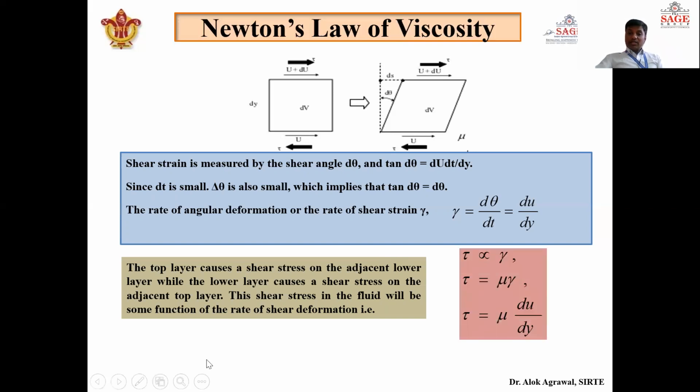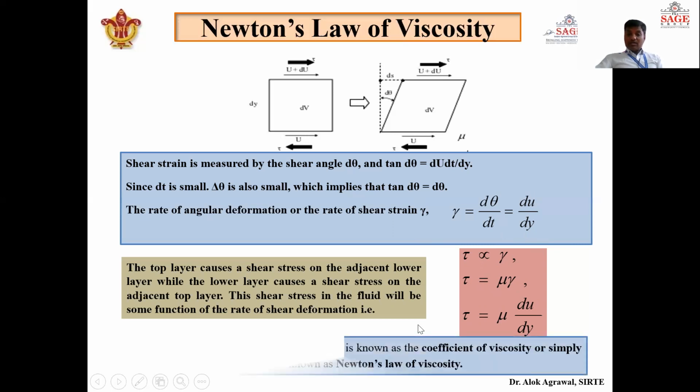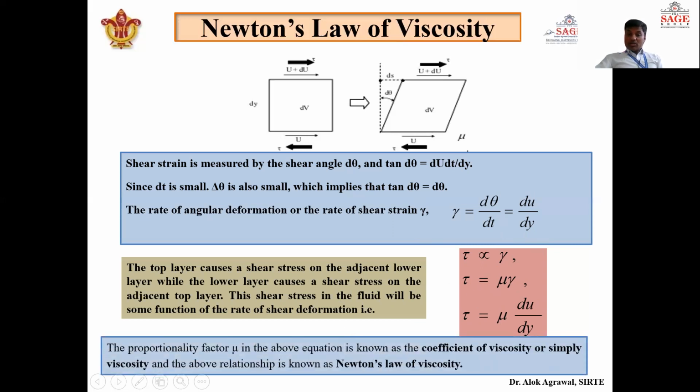So we can write tau is proportional to gamma. When we remove this proportionality sign, we have to insert a constant of proportionality. Here we have inserted mu. Tau is equal to mu into gamma, where gamma is du by dy from this equation. So we can get tau is equal to mu du by dy. And this is known as Newton's law of viscosity.